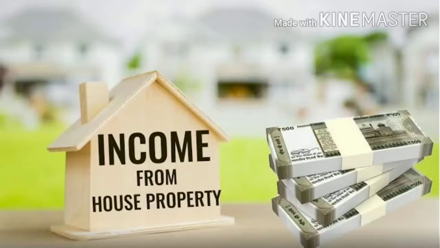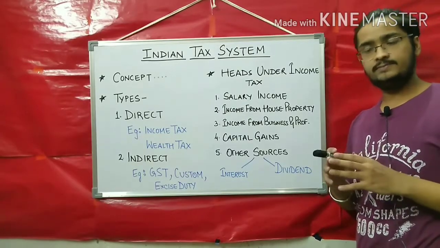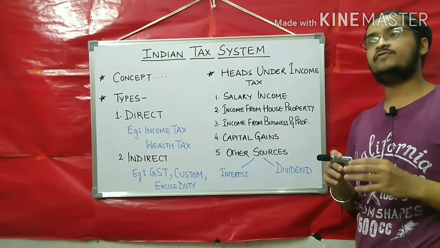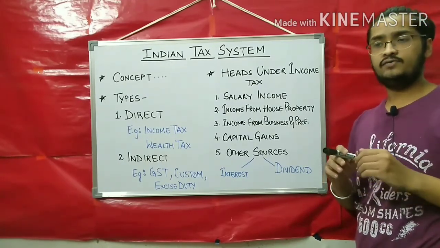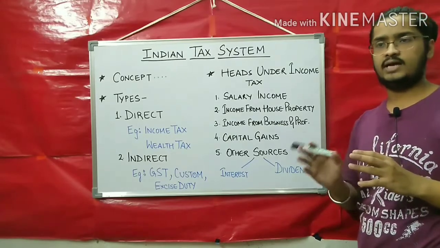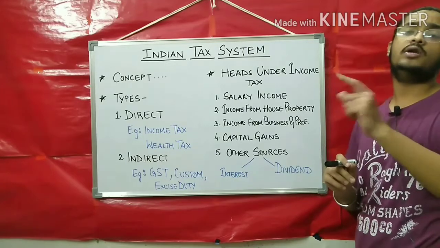Second, income from house property. Now what does this mean? For example, you are living in your house and you are living on the ground floor, and on the first floor you have a 2-room set with attached bathroom and other facilities, and you decided to give it on rent.